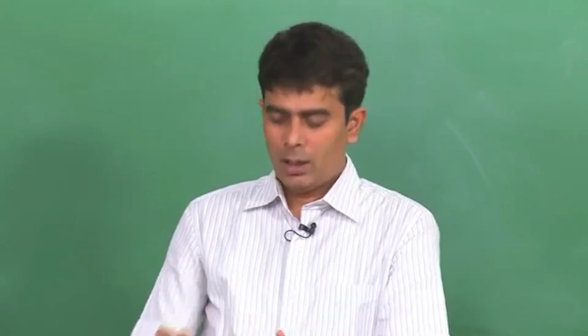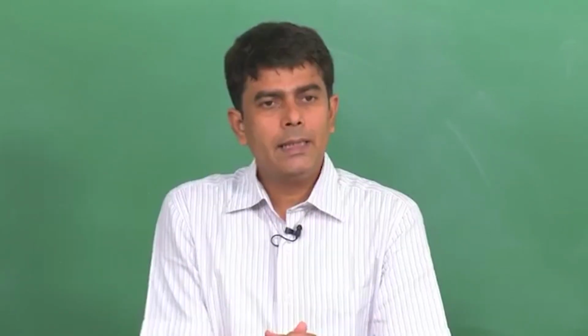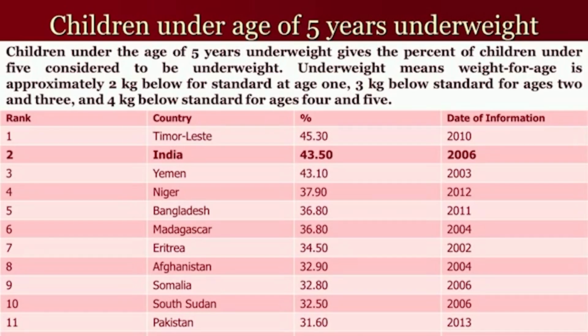Let me also look here at the children under age 5 who are underweight. That way India is the second in the world. In 2006 it was so, and still India's condition in terms of underweight kids has not improved very much, because this is again connected with disease and child care.